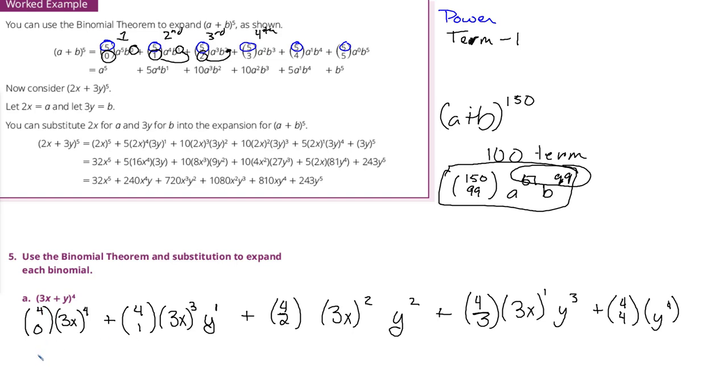So 4 combination 0 would give us a 1. 3 to the 4th power, that's the same thing as 3 squared times 3 squared. So 9x to the 4th. I keep doing that. 81x to the 4th, 9 times 9 is 81. Plus 4 combination 1 would give you a 4. 3 to the 3rd power is 27x cubed, y.